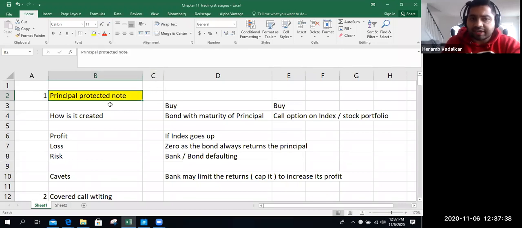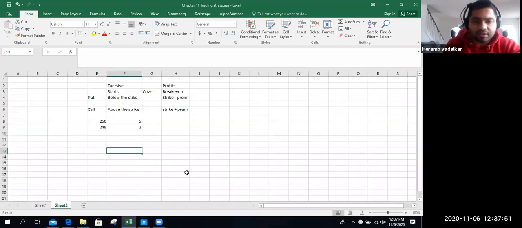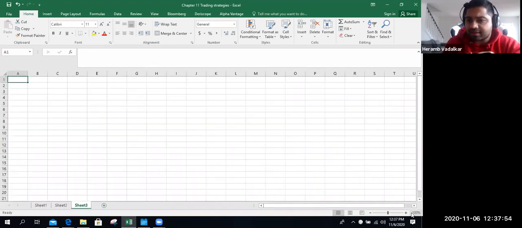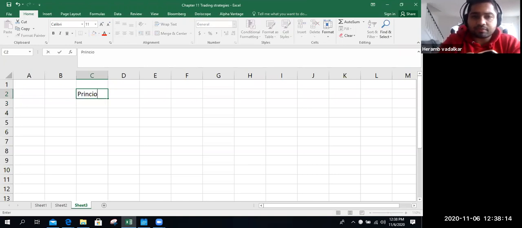So what is principal protected note? How is it created? In this strategy, you buy a bond with maturity of principal and you buy a call option on an index or a stock portfolio. This is very famous, banks sell it all the time. Major banks like RBC and TD, even American banks like Morgan Stanley, JP Morgan or even Wells Fargo sell this instrument a lot. So it is called principal protected note.